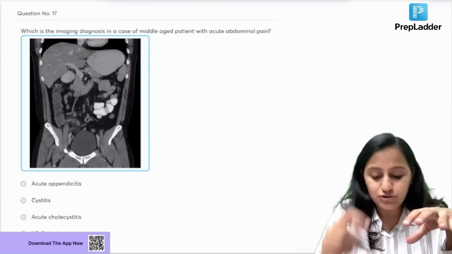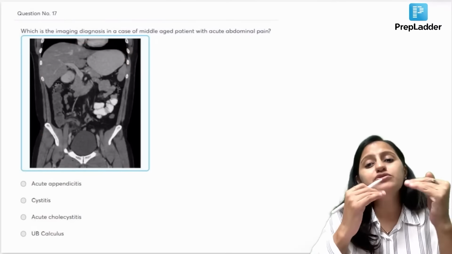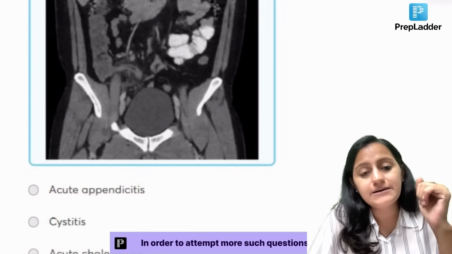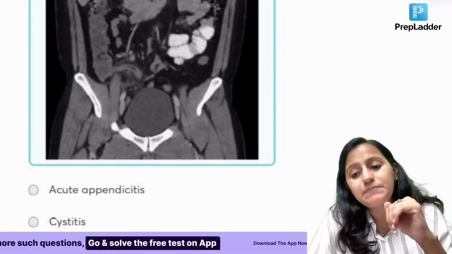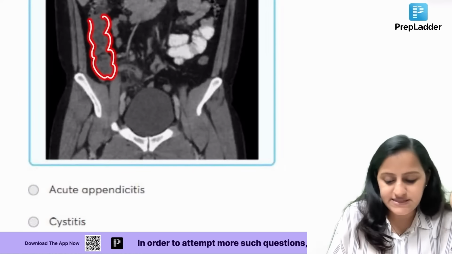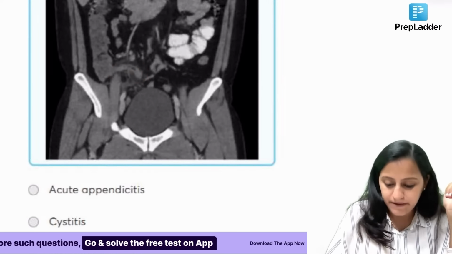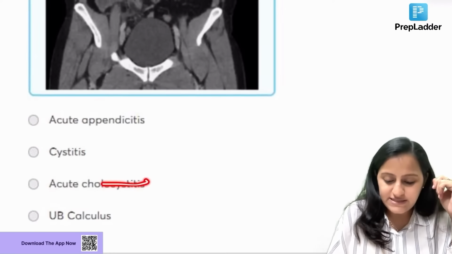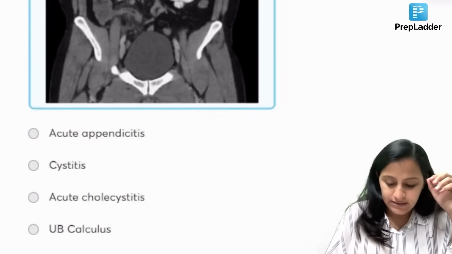When you are asked a question like this, you don't have to break your head on the image. You have to go retrospective. Look at the options. Acute appendicitis? So I will try to locate the appendix. Where will I try to locate the appendix? In the RIF. So this is the cecum, ascending colon, and this is the appendix here. Cystitis, you will try to look at the bladder. Cholecystitis, you will try to see here, in the gallbladder area.